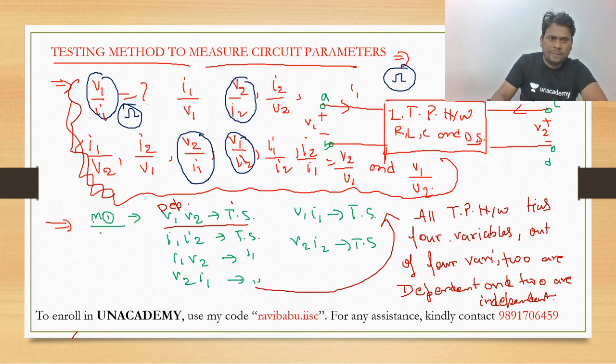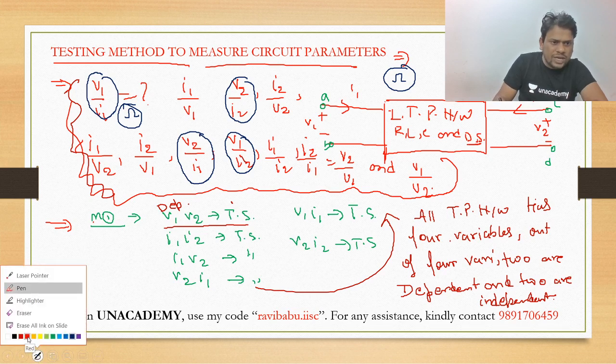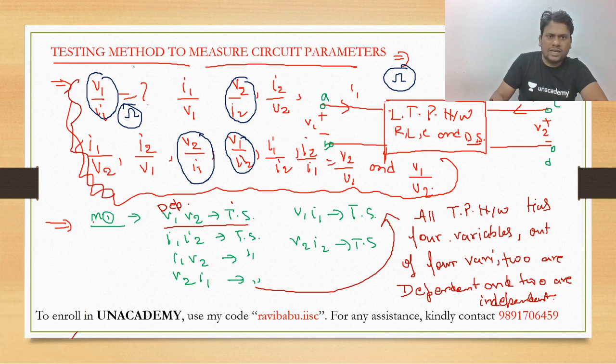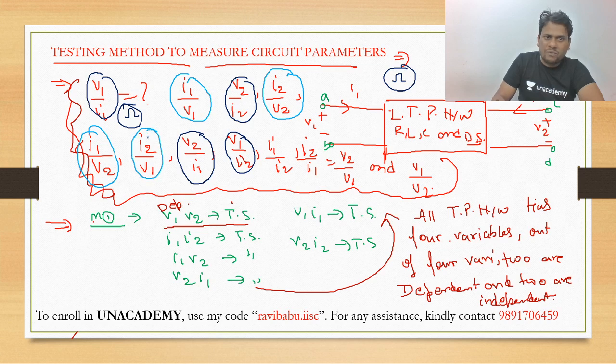Impedance or resistance, both words we can use. Now I am taking the other ratios: I1 by V1, I2 by V2, I1 by V2 and I2 by V1. Please mind it, unit wise these are mho. So we can also calculate mho, admittance or conductance. So two-port is very useful to calculate impedance or admittance.